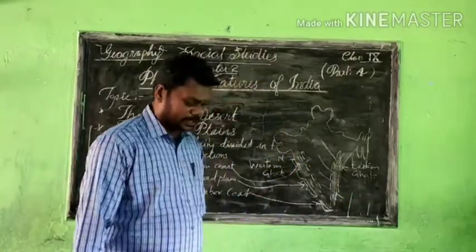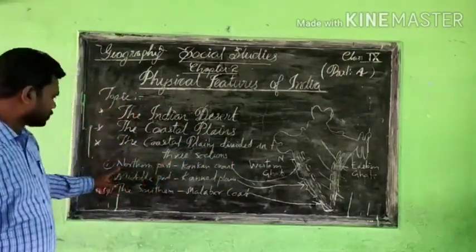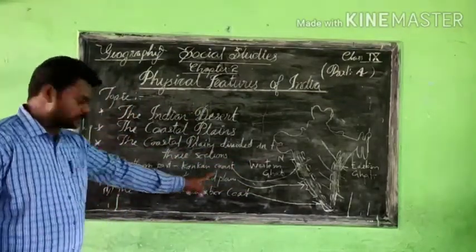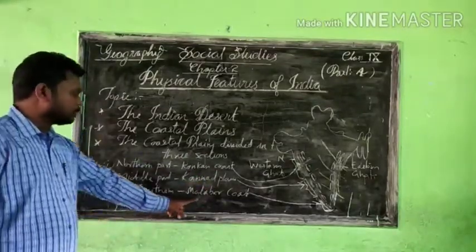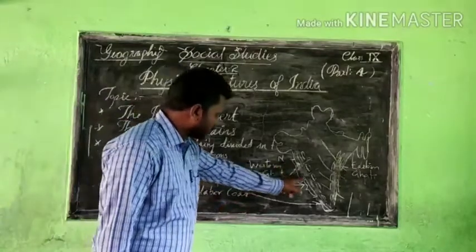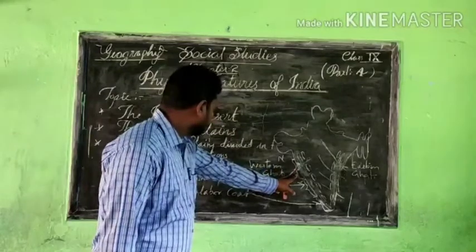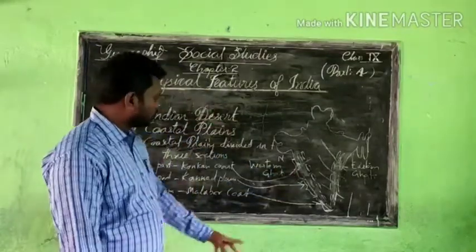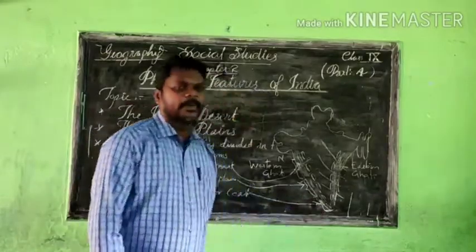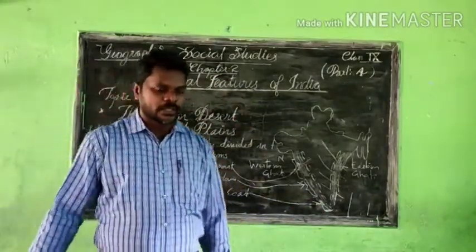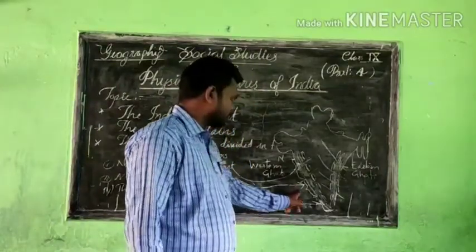So this is the information. We understand that the coastal plain is divided into three. The first is the northern part, the Konkan coast, the middle part is the Kannada plain, and the southern part is the Malabar coast. This is the western plain. So the first one is the Konkan coast, this one is the Kannada plain, and this one is the Malabar coast. This is very clear information we are getting about the plains of the Western Ghats and Eastern Ghats.